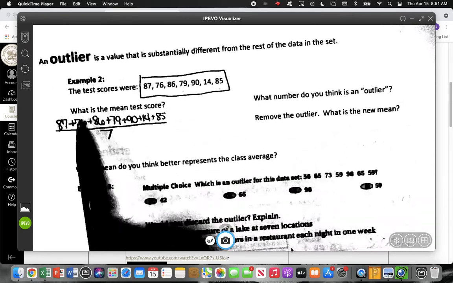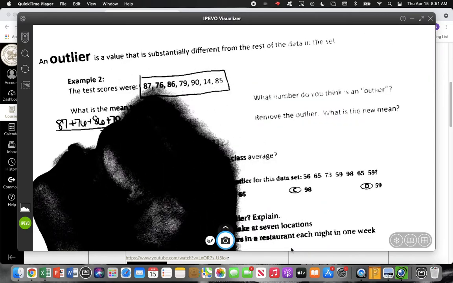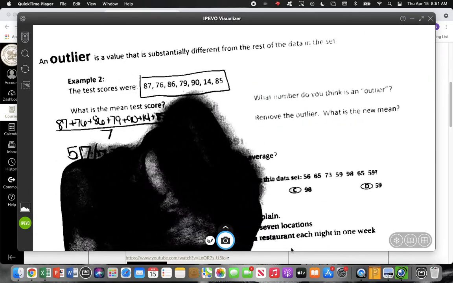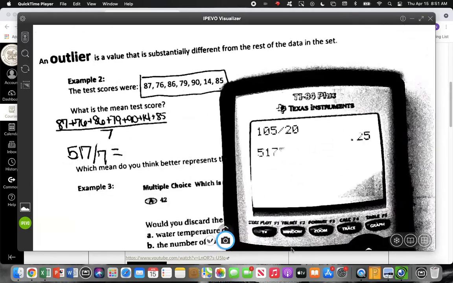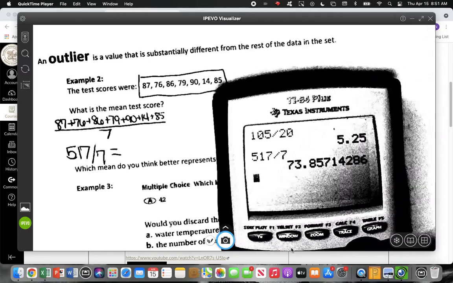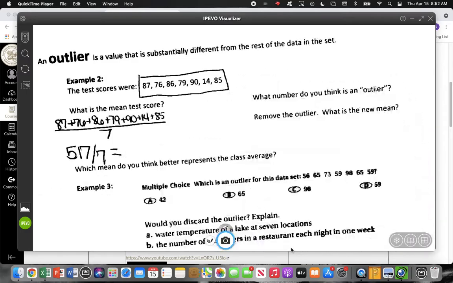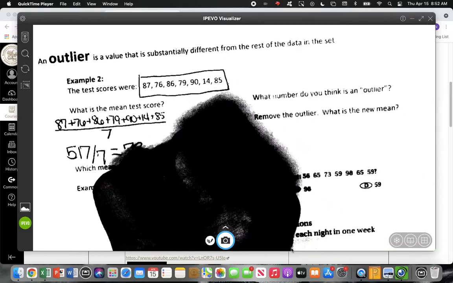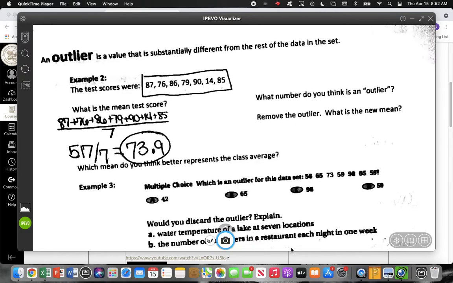So when you add all of these up, what are you getting? I have a number, but I want to make sure you're adding correctly as well. 517. Divide that by 7. I am getting 73.8 or 73.9 because the 5 would tell us to round up. All right, so that is the average of this list.